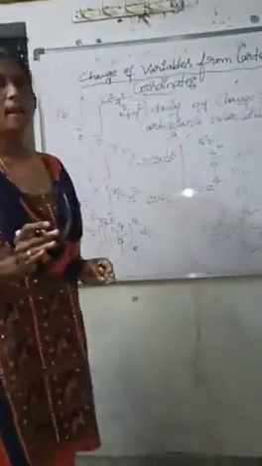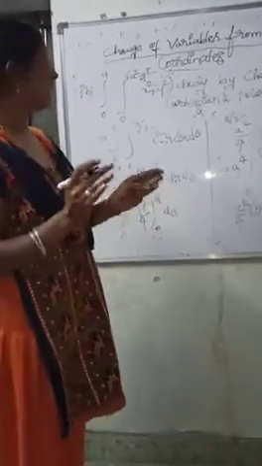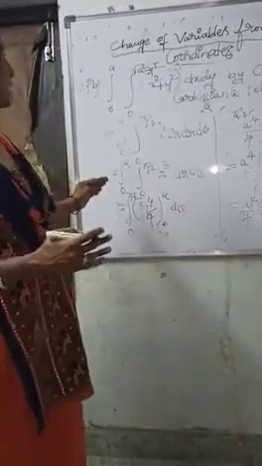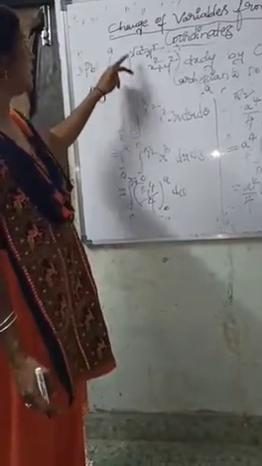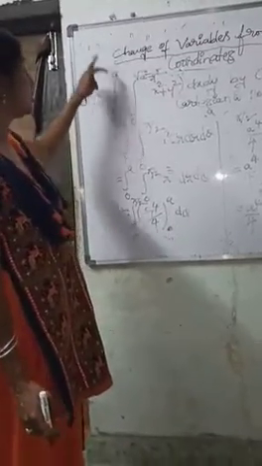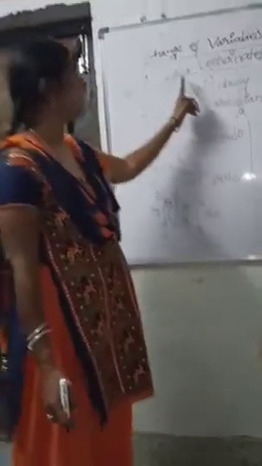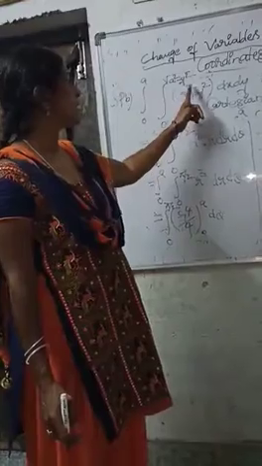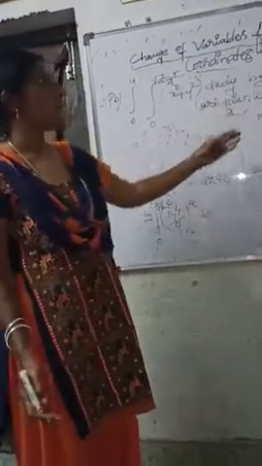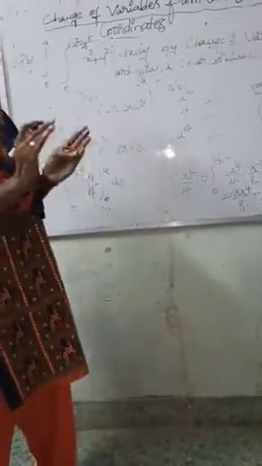Here pi a power 4 by 8 is the solution of the given double integral, integral 0 to a, integral 0 to root of a square minus y square, of x square plus y square dx dy, by change of variables from Cartesian to polar coordinates. Okay, thank you.